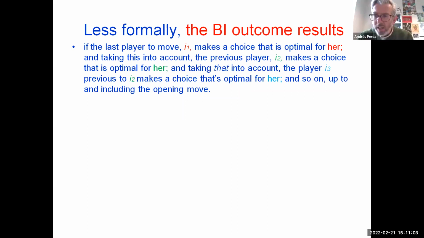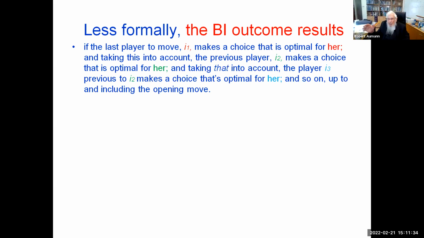Okay. So I do have a clarifying question. How do you handle ties in the definition of backward induction? Ties? No ties. Okay, there are no ties. Makes a choice that's optimal for her. Okay, she chooses one. In other words, if there are several, no, I'm sorry, I take it back. There are ties.